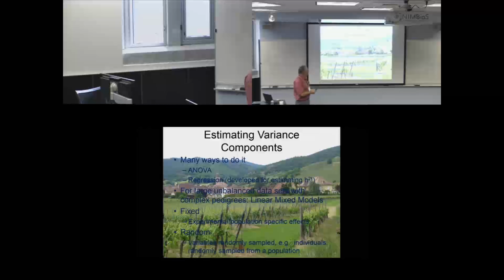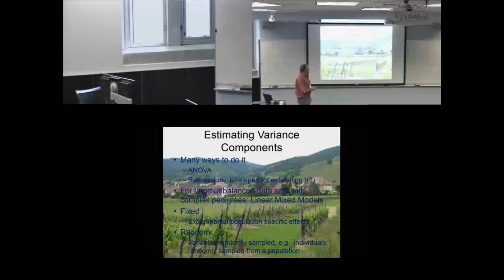There's a lot of different ways to estimate variance components, and we talked about several of those yesterday. Analysis of variance is one way to partition phenotypic variance into genetic and environmental components. Another one that was discussed more thoroughly yesterday was regression, and as was noted yesterday, regression in fact was developed for estimating heritabilities. However, there are some limitations to these approaches, especially when you get large unbalanced data sets that have very deep pedigrees. And so you want to make use of all the information that you have in your data set, and if you've got multiple generations of family information, you want to be able to include that.